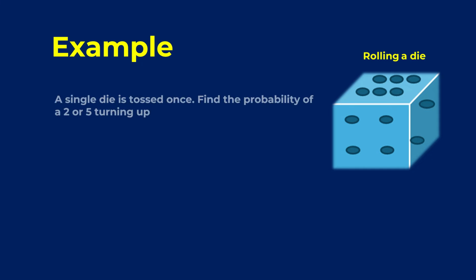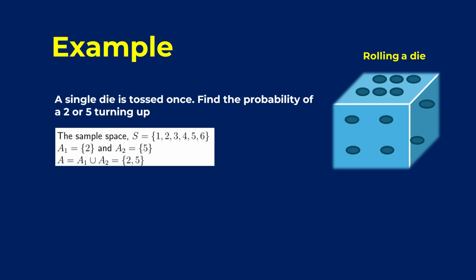A single die is tossed once, and we would like to estimate the probability of a 2 or 5 turning up. We have seen so many examples of rolling a die, and now we know that the sample space consists of numbers from 1 to 6, that is, n is equal to 6. We have two events: A1, if the die turns up 2, and A2, when the die turns up 5, and we are interested in knowing whether A1 or A2 will occur. Previously, we have seen that the event A can be written as the union of A1 and A2, that is, A1 or A2 or both will occur.